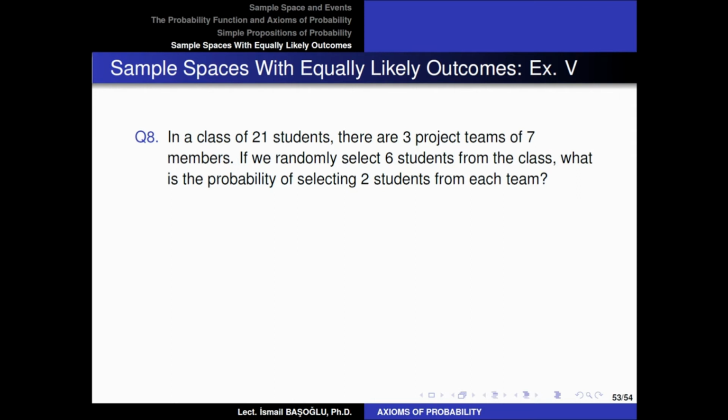Now, you can also ask the same question in another fashion. Assume that we have 21 balls in an urn, and 7 of them are black, 7 of them are white, and 7 of them are red. If we randomly select 6 balls from that urn, what is the probability that we will have an equal number of balls from each color? So the same question can be asked in a different manner.